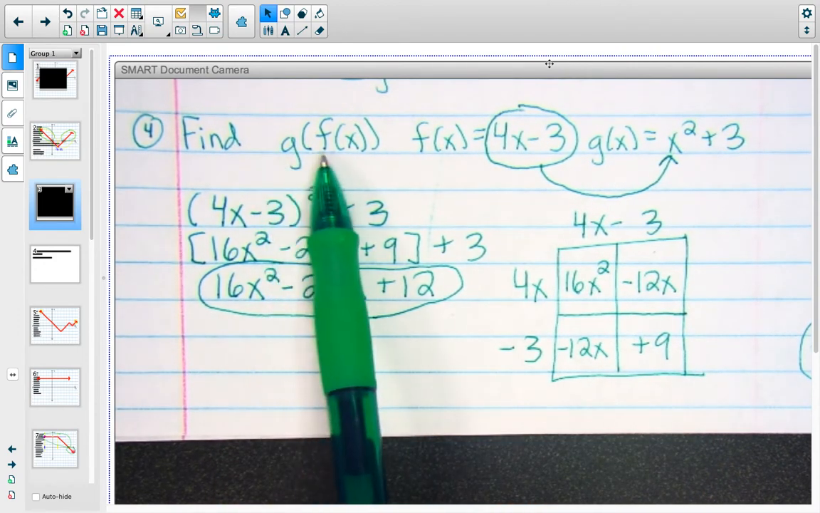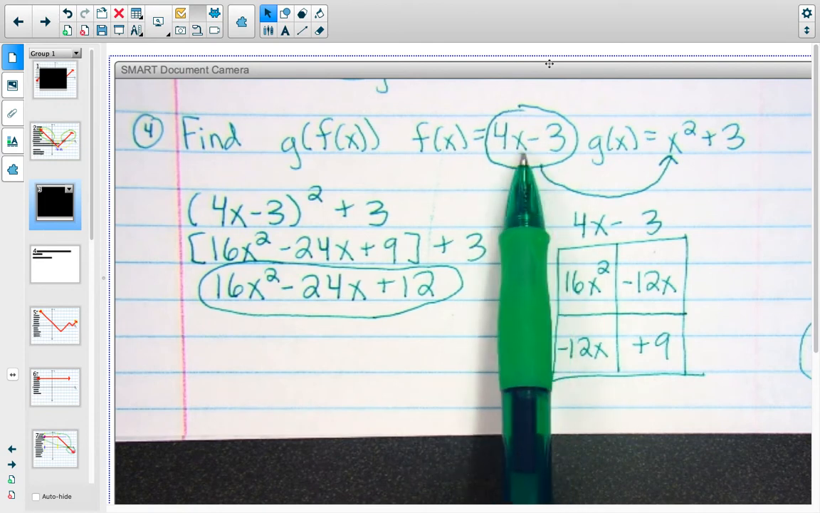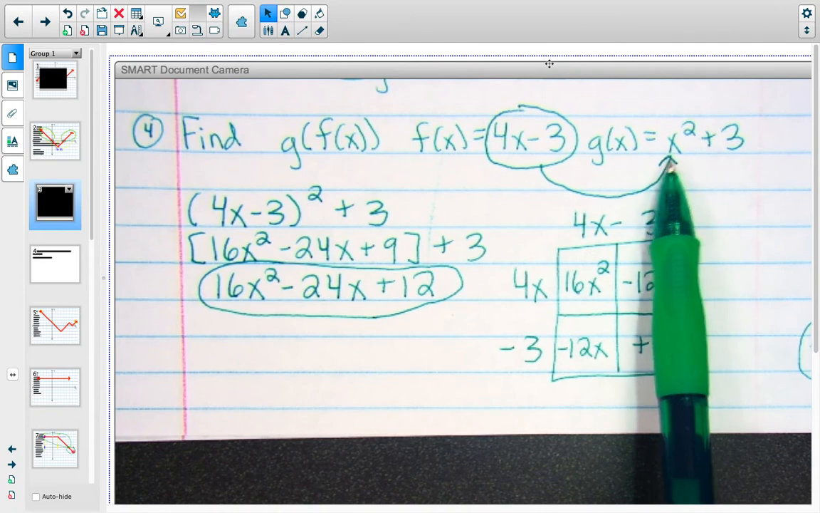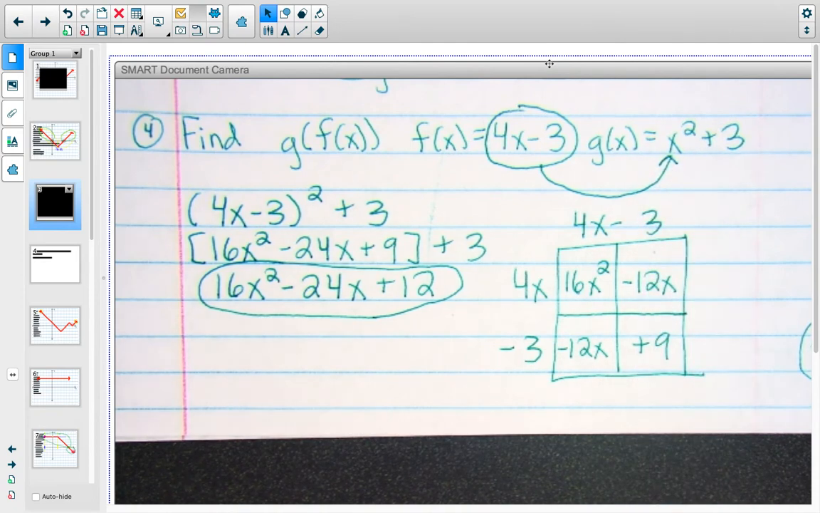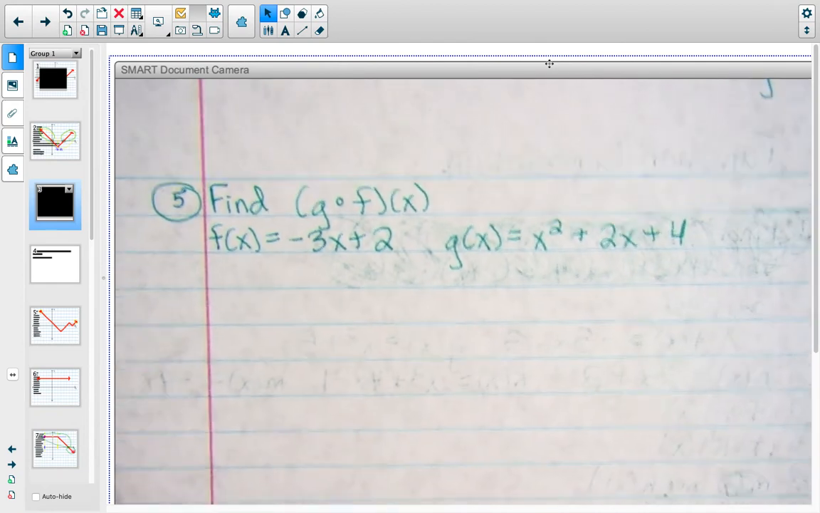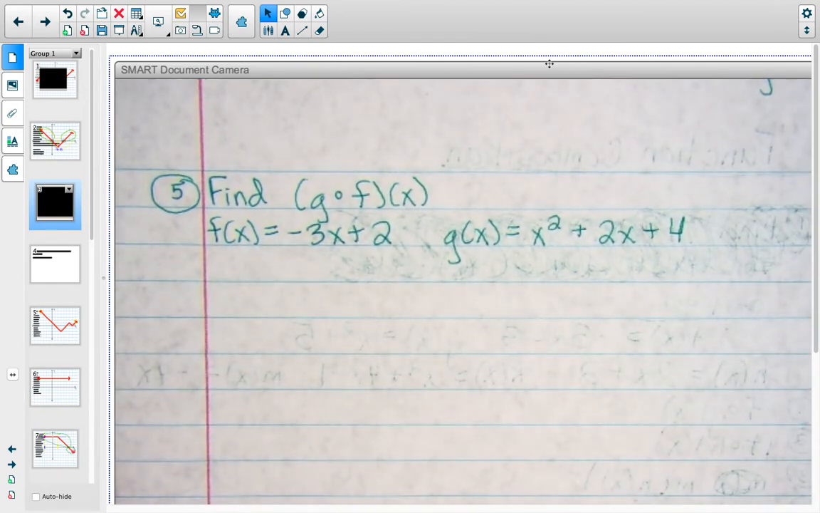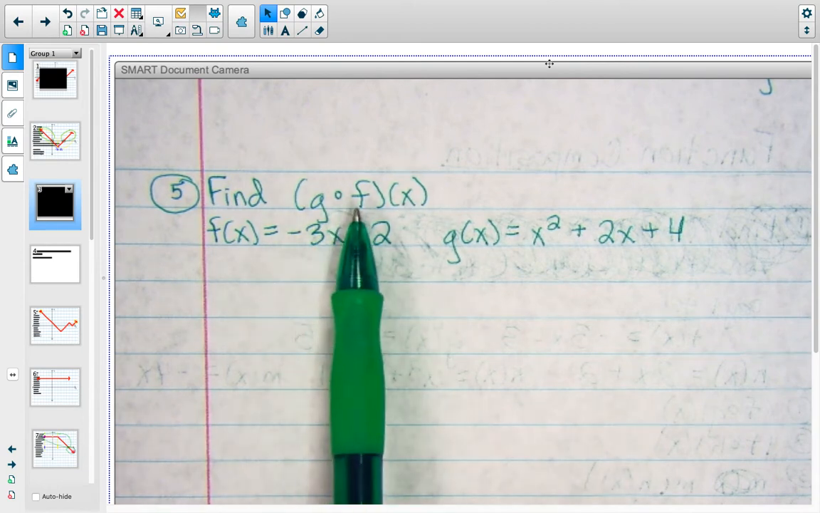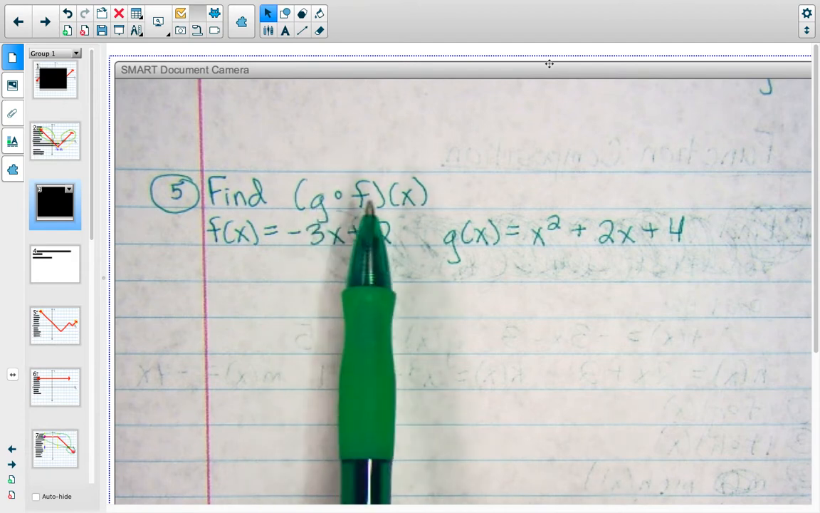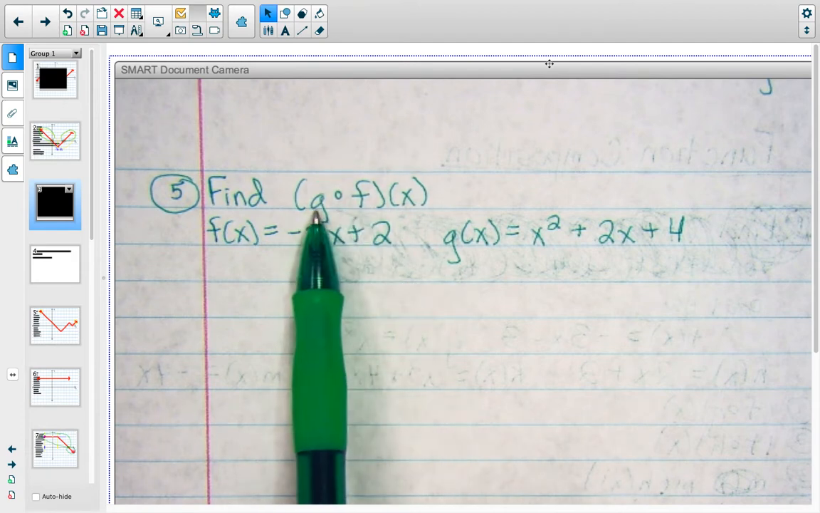So g of f of x, we took the 4x minus 3, which was f, and we made a substitution into the problem right there. And I do have one more that I want to take a look at just to make sure we have plenty of examples. So let's take a look at this one. So find g of f of x. Making sure we understand notation. This means to take our f function and substitute it into g. Take f and substitute it into g.